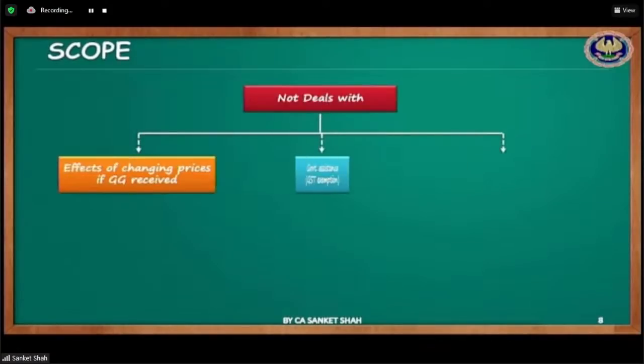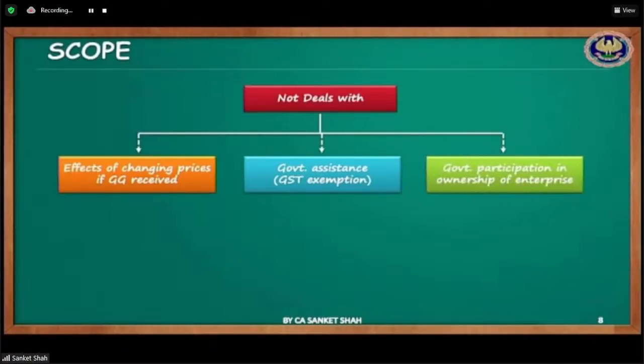It does not deal with the effects of changes in prices. If prices are changing, like government petrol prices, it is not applicable. Why would this government grant take care of that? And if you are getting any grant, if a GST exemption is there, don't record it. GST exemptions are not covered here. Neither are any income tax exemptions or GST exemptions.